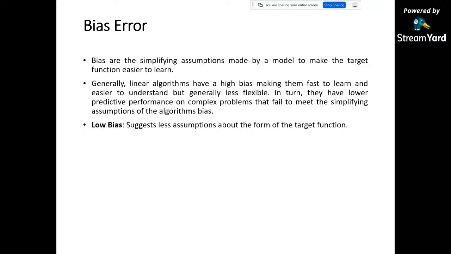So what is low bias basically? Low bias suggests fewer assumptions about the form of the target function. In the case of low bias, the model makes fewer assumptions about the target function. It doesn't make many assumptions. In the case of high bias, it's the opposite: the model makes more assumptions about the form of the target function.